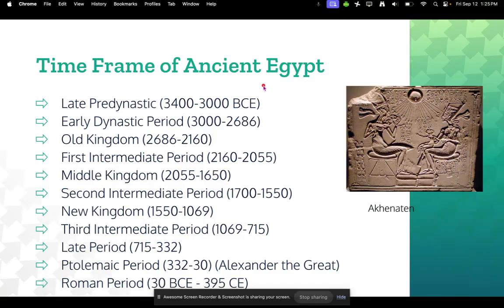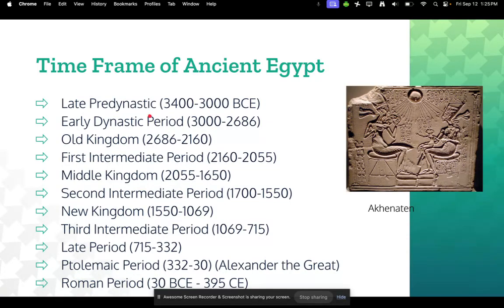All right, so here is the time frame of ancient Egypt. Oh my gosh, look at all these words. Don't worry, I will not be quizzing you on this. So it starts with the late pre-dynastic, which starts all the way back in about 3,400 BCE. All these dates are BCE, by the way. We don't get to CE until the Romans come, and we'll talk about that in the Roman Empire. Don't worry when we get to that unit.